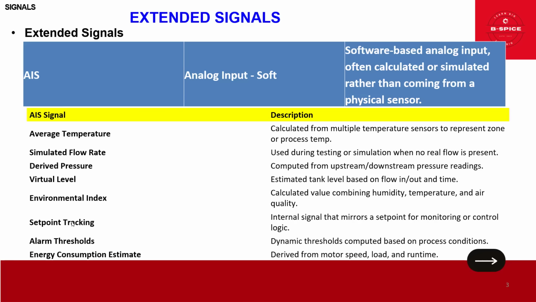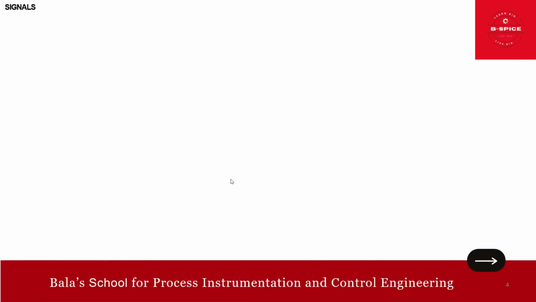And set point tracking, this we all know, right? So it's an internal signal that mirrors a set point for monitoring and control logic. Then we have an alarm threshold. It's a dynamic threshold computed based on process condition. Then we have an energy consumption estimate derived from motor speed, load, and runtime. So basically, this analog input soft is a software-based analog input, often calculated or simulated rather than coming from the physical sensor. So that's about the AIS.